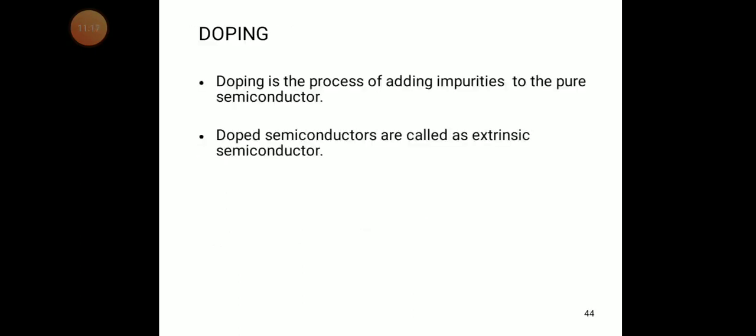Doping. What is doping? Doping is the process of adding impurities to a pure semiconductor. What is the meaning of impurity? The pure form of the semiconductor has a small number of free electrons. In order to get more free electrons or more free holes, we add some other external material, external atoms.